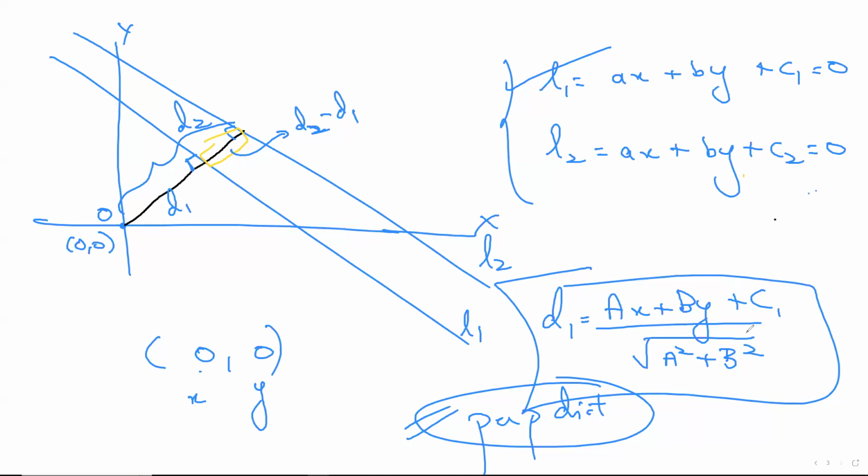Okay, now I'll continue. I'll keep the value of D1 as it is. I'll write a also as it is because I do not know the value. The value of x is nothing but 0, plus the value of b as it is. Again, the value of y is equal to 0, plus C1 as it is. Whole thing divided by root of a square plus b square.